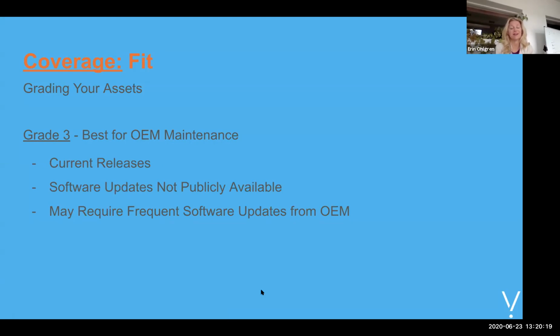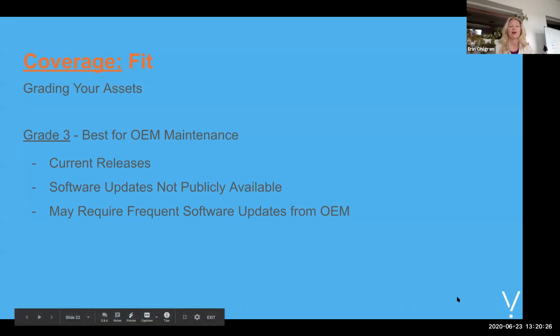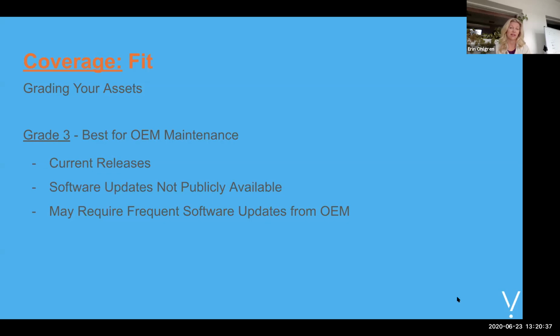Great, and so grade 3 is pretty straightforward. It's products that we recommend keeping under OEM maintenance. These are products that are probably current generation. They might be heavily software and license intensive. So any of your firewall devices or any of your smart licensing in Cisco land components where you actually need a license key reissued from the manufacturer if your product fails. So simply having a hardware replacement on it isn't enough. You actually need the manufacturer to reissue the license key.